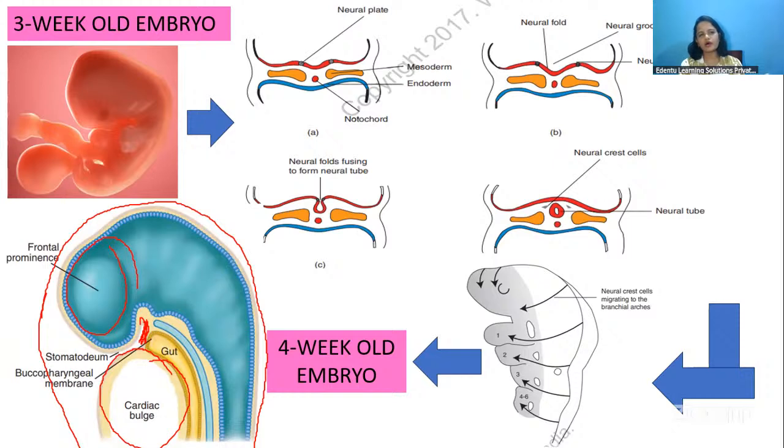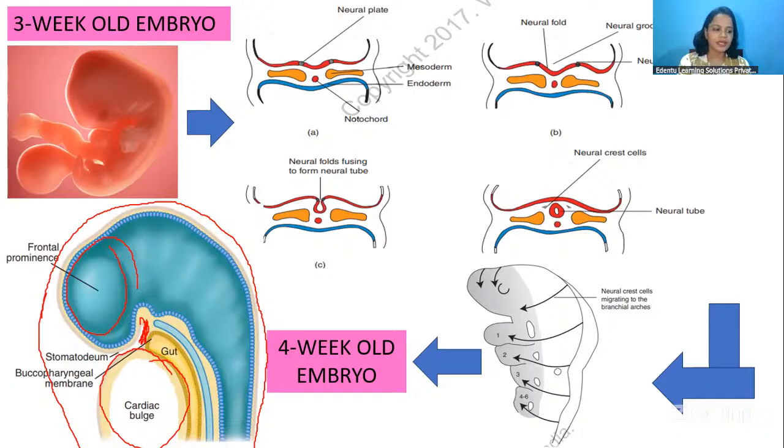Around the end of the fourth week or the beginning of the fifth week, this buccopharyngeal membrane will break and the connection between the stomatodeum and the future alimentary canal is established. Once the connection is established, that's when tooth formation starts. So the rupture of the buccopharyngeal membrane is an important event for tooth formation also.